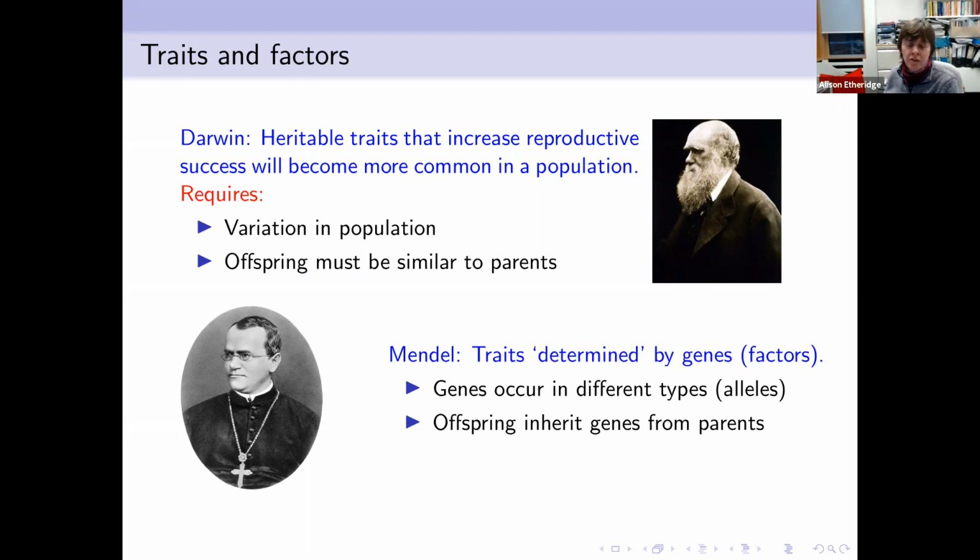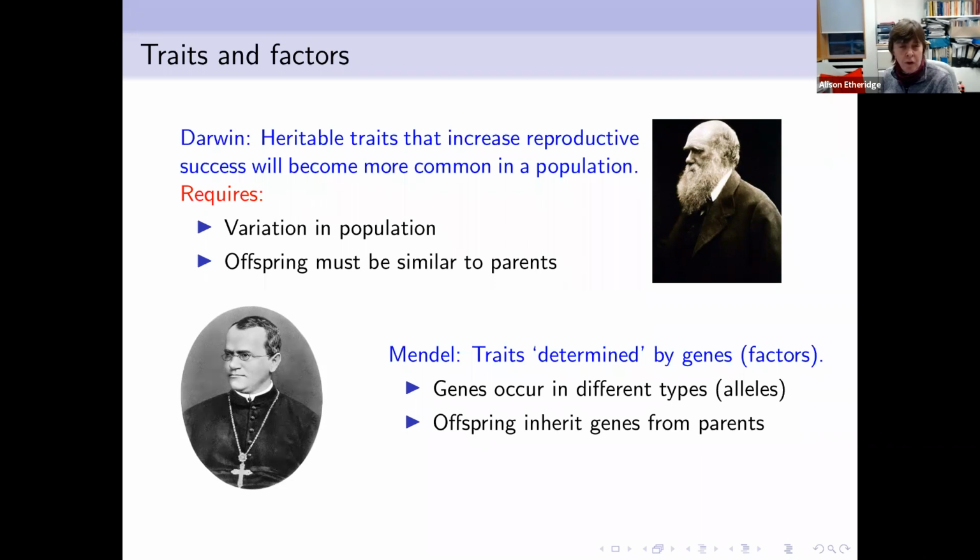And these genes occur in different types. We called them alleles in previous lectures, and that gives us the variability that Darwin needs. And offspring inherit genes from their parents, so that gives us the heritability. But in fact, it took a very long time for the two theories to come together, roughly 50 years after their publication. One reason might be that Mendel concentrated on the big differences that arose from changes at single genetic loci, like the difference between a yellow pea and a green pea, or a wrinkled pea and a smooth pea.